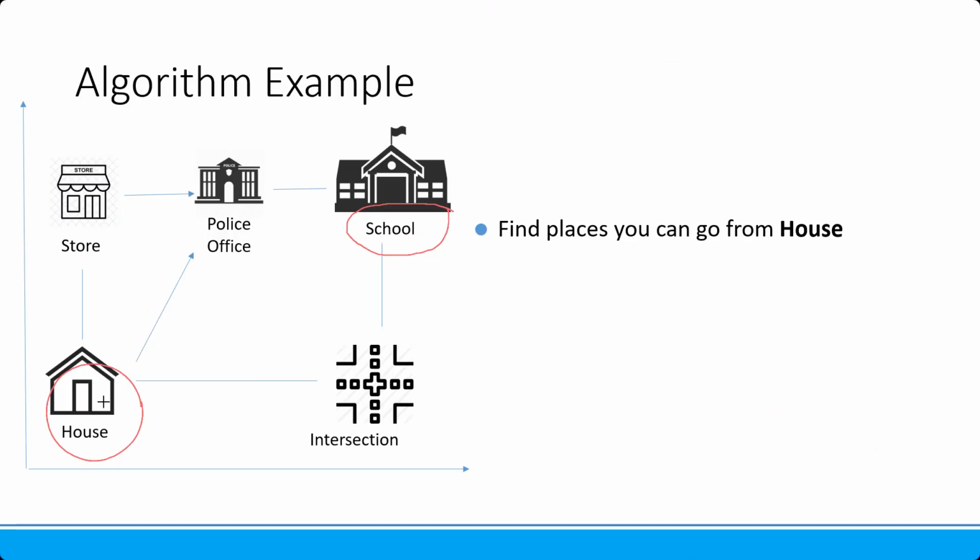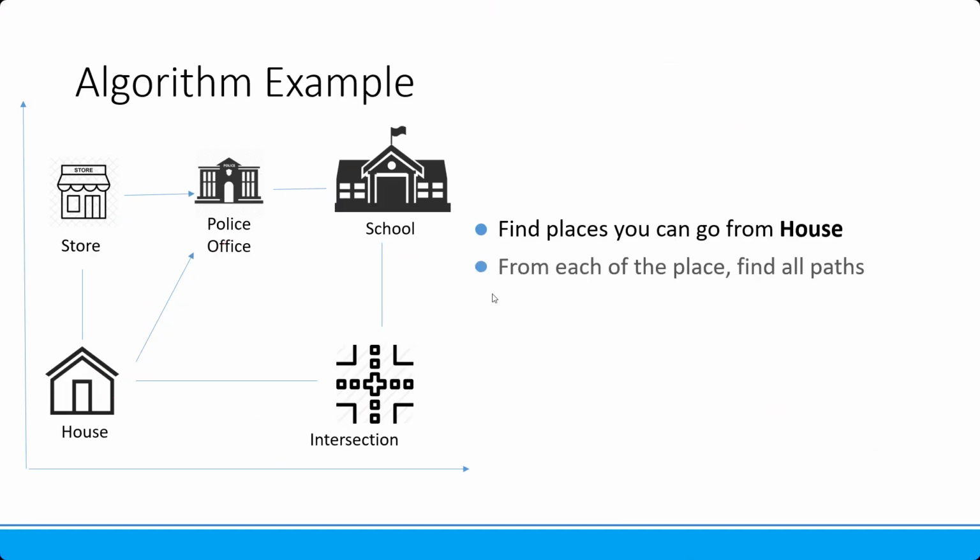I can go to school from house to store and then go to police office and then go to school. I can go from house to the police office and then go to school. I can go from house, go to the intersection and then go to school. So there are three alternatives. But what is the best way? So we need to find places that you can go from house. From house, I can go to store, I can go to the police office, I can go to the intersection.